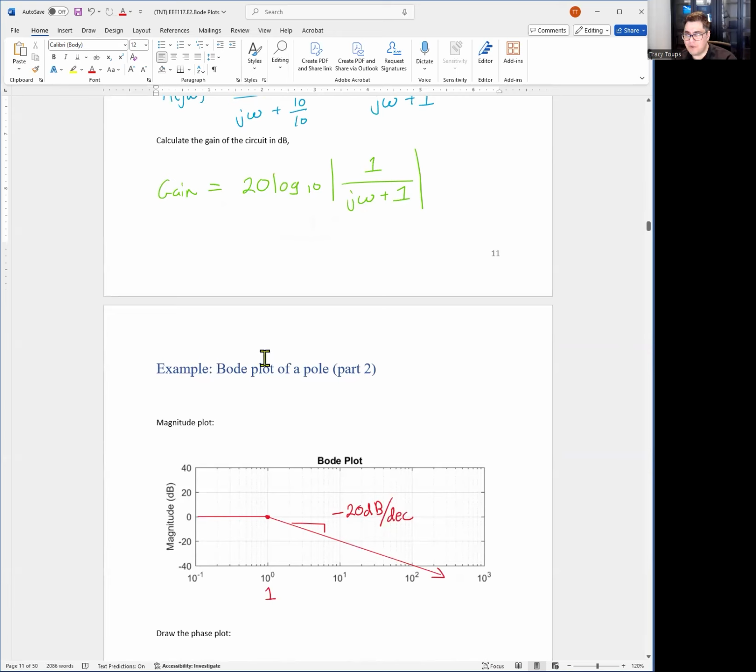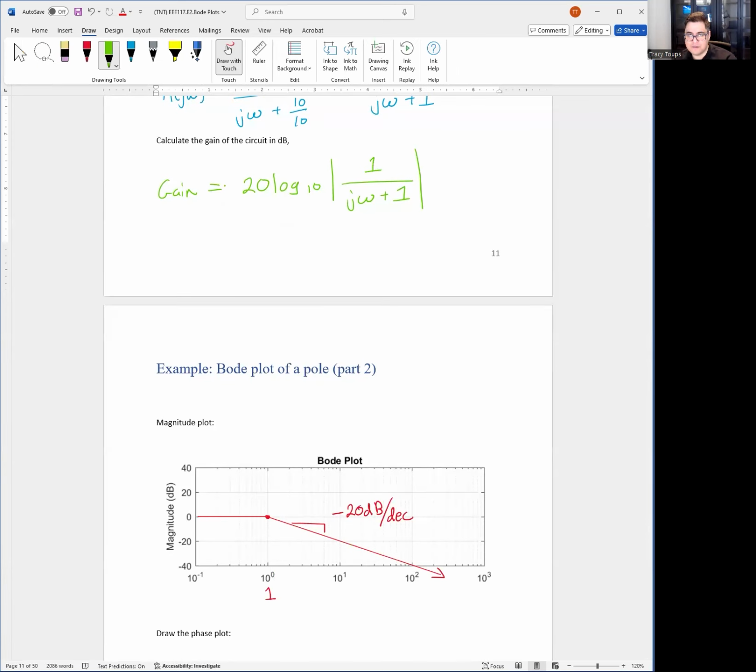So for this particular pole, I could say, actually I did one thing wrong. Let me change it. This should be negative. My apologies. There you go. Gain is equal to negative 20 log 10 of 1 over JW plus 1. So this is the pole.